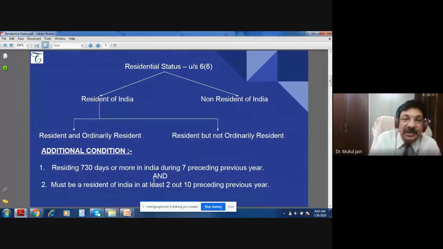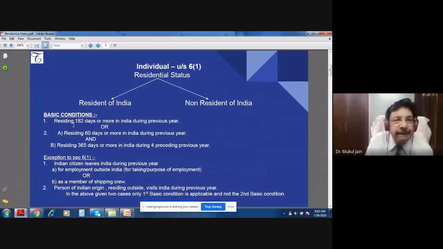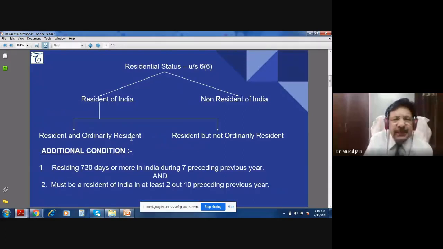It's not 'or', it is 'plus' and. Number 2, he or she must be a resident of India in at least 2 out of 10 preceding previous years. Out of 10 preceding years, in at least 2 years, I should have been a resident. That is according to this law. So definitely in the past 10 years, not to talk about 10 years, in the past 35, 40 years, I have been a resident of India only. Right? So to call yourself resident and ordinarily resident, you have to meet these two additional conditions.